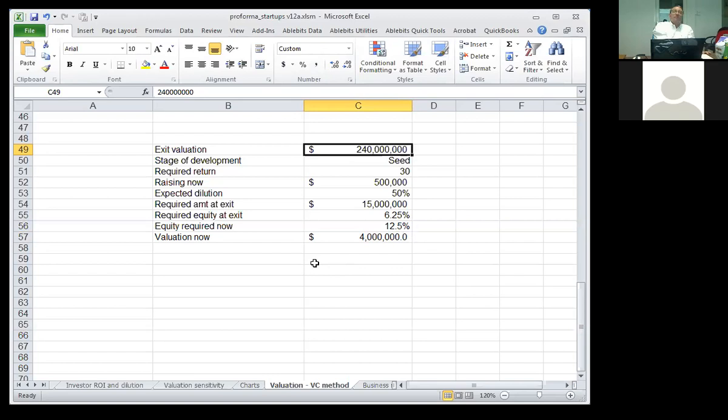But what is a reasonable exit valuation number? I mean, in real life I usually look at somewhere between 100 and 150. So in this specific case, 240 is 10 times profit here. So 10 times is the industry standard for trade sales. So that means that at 24 million profit, I can do it.